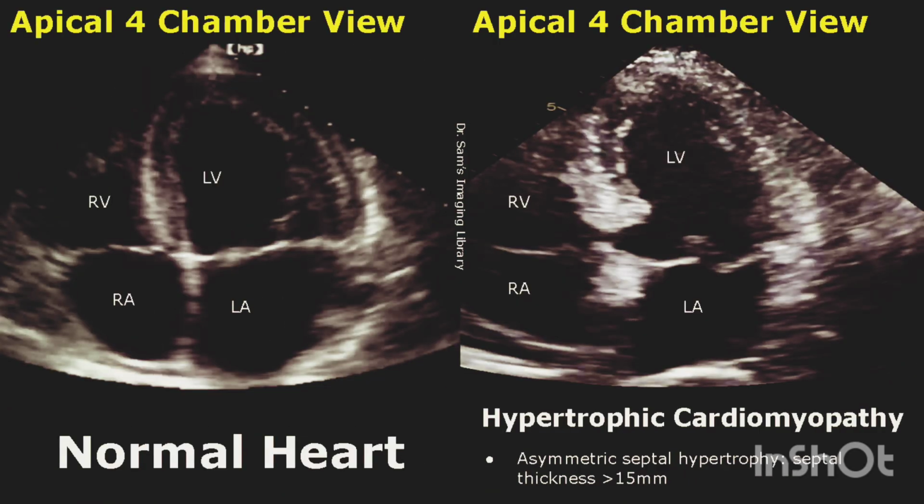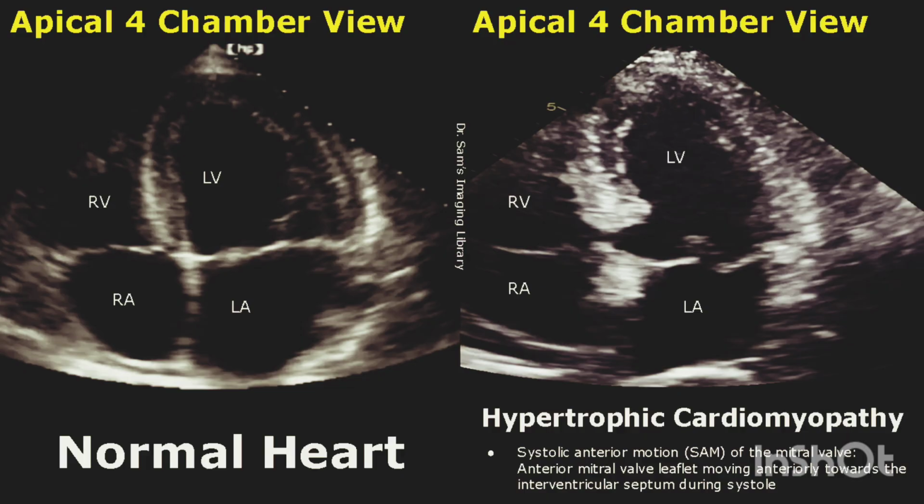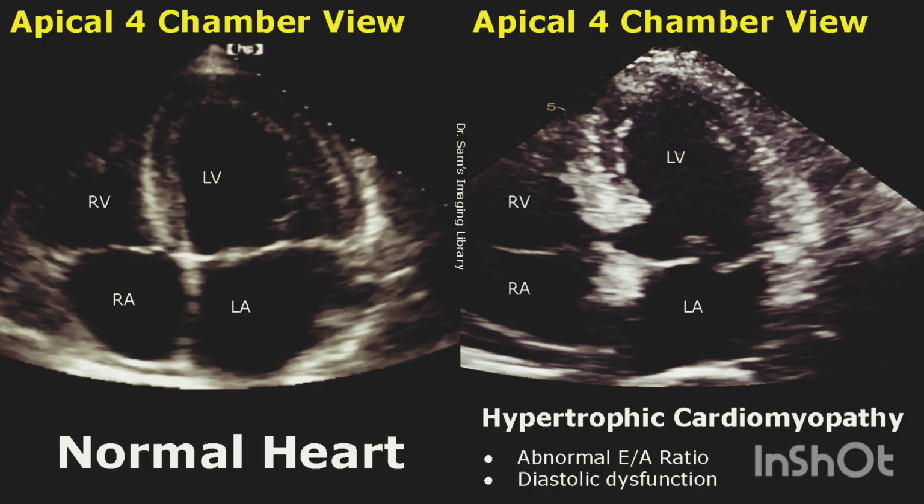In hypertrophic cardiomyopathy, there will be asymmetric septal hypertrophy. We can see a thickened septum. The septal thickness will be more than 15 millimeters. Due to the thickened septum, a condition known as systolic anterior motion of the mitral valve occurs, in which the anterior mitral valve leaflet moves towards the interventricular septum during systole. This causes obstruction in the left ventricular outflow tract. This is usually associated with hypertrophic cardiomyopathy. We will also find abnormal EA ratio and diastolic dysfunction.